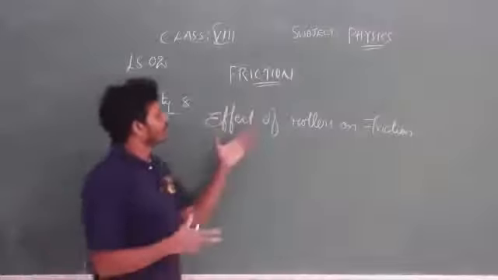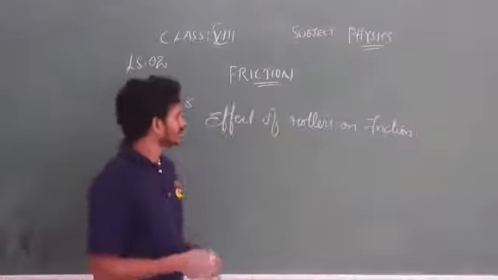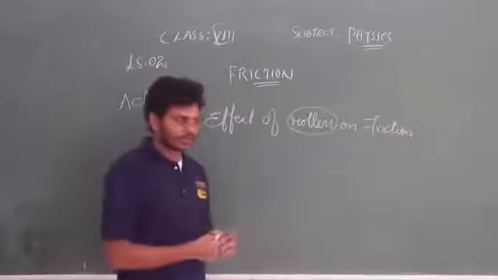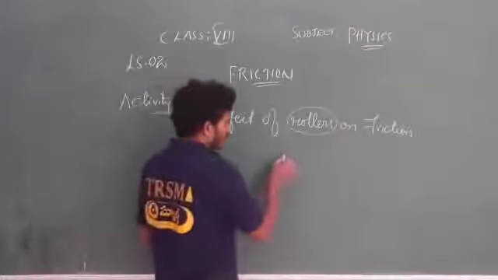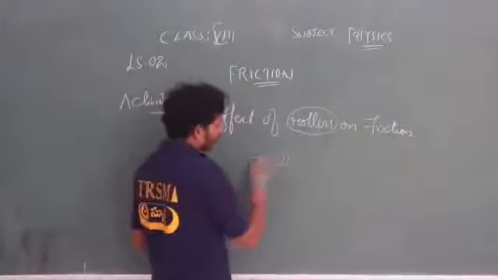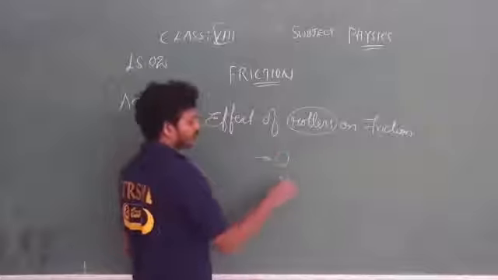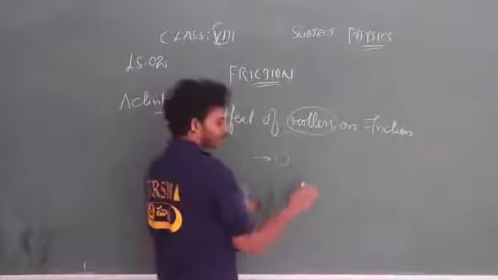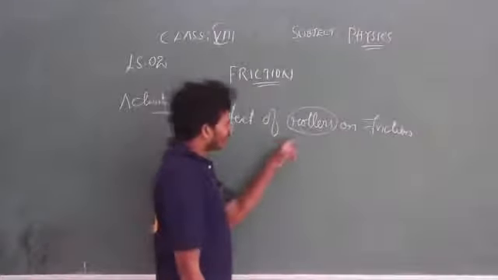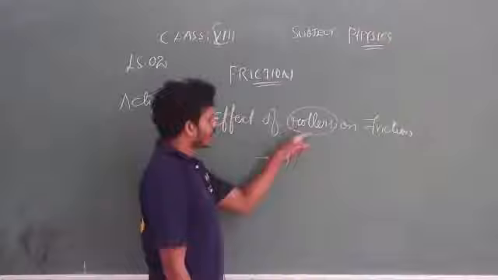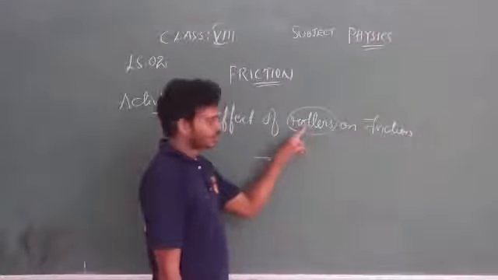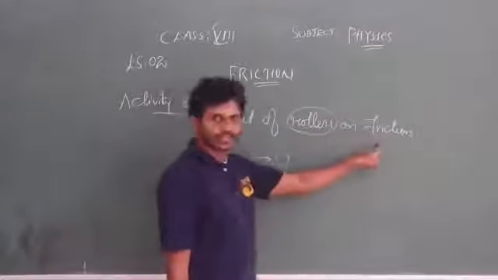So what do you mean by this effect of rollers on friction? What do you mean by rollers here? Which rolls? Okay, example, a marble. When you push this marble, what happens? How does it move from place to place? It moves or covers distance by rolling. Do these rollers show any effect on friction?